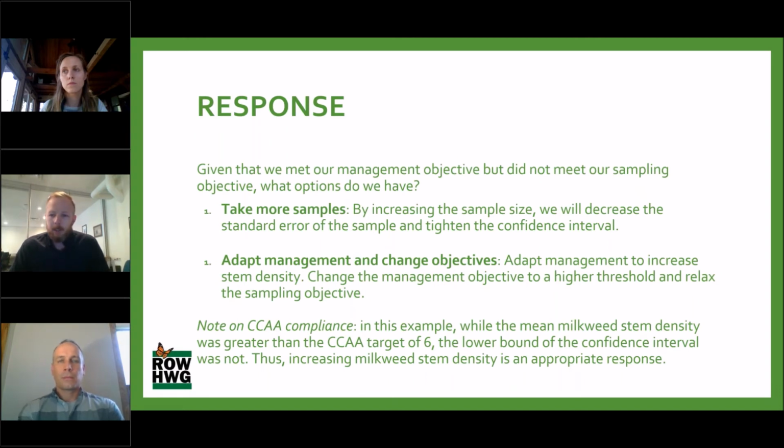Or we could adapt our management to increase milkweed stem density, and we could change our management objective to a higher threshold and relax the sampling objective so that we've taken the right number of plots. We're going to keep that plus or minus 1.86 as our sampling objective, but we're going to maybe shoot for 8 stems per plot. So if we can increase that stem density just a little bit, we'll be able to demonstrate that we have complied with the targets in the CCAA.